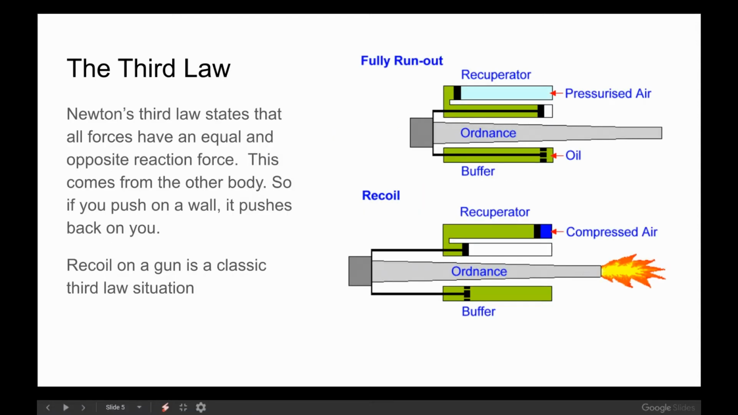The third law, remember, states that all forces have an equal and opposite reaction force. This comes from the other body. So if you push on a wall, it pushes back on you. Recoil of a gun is a classic third law situation.